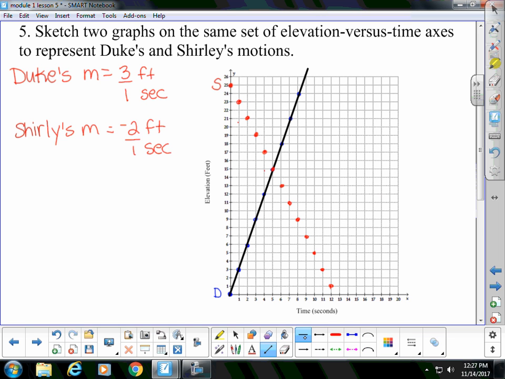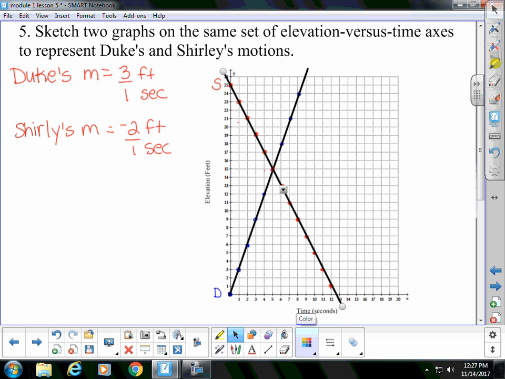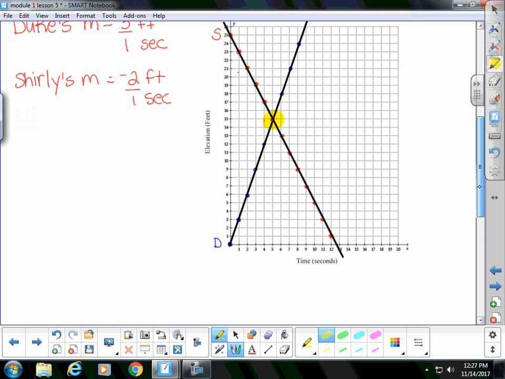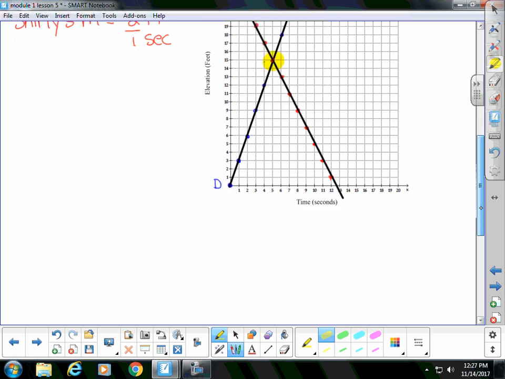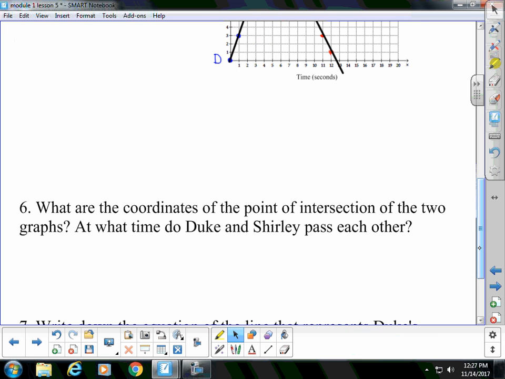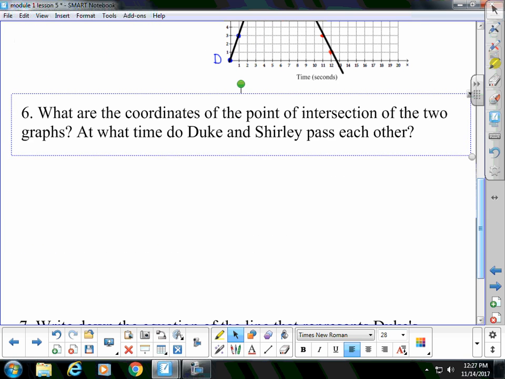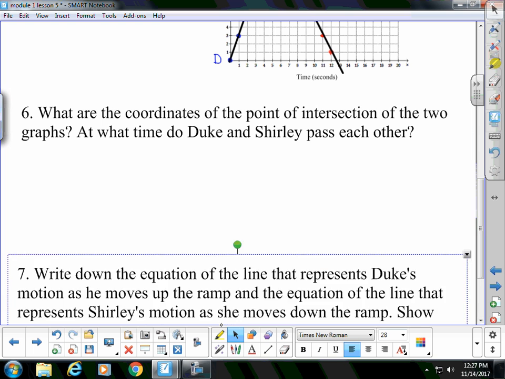Let's make Shirley's line. And that line's not perfect here. Not going exactly through the 2 points. There we go. Okay, so here's the point where they meet. Okay, we're going to do a couple things with this. We got some questions now.